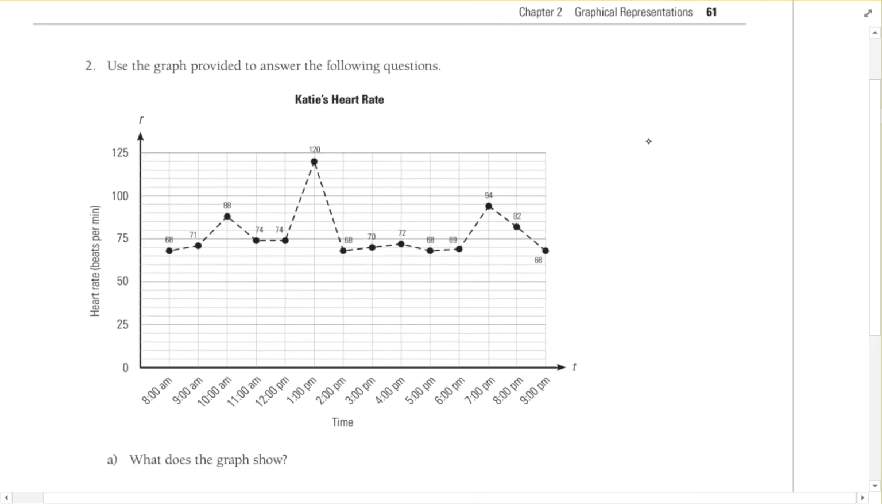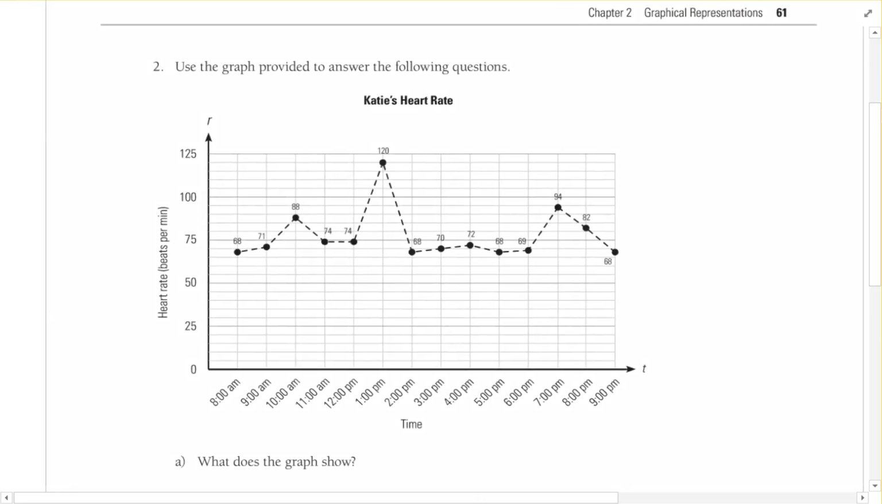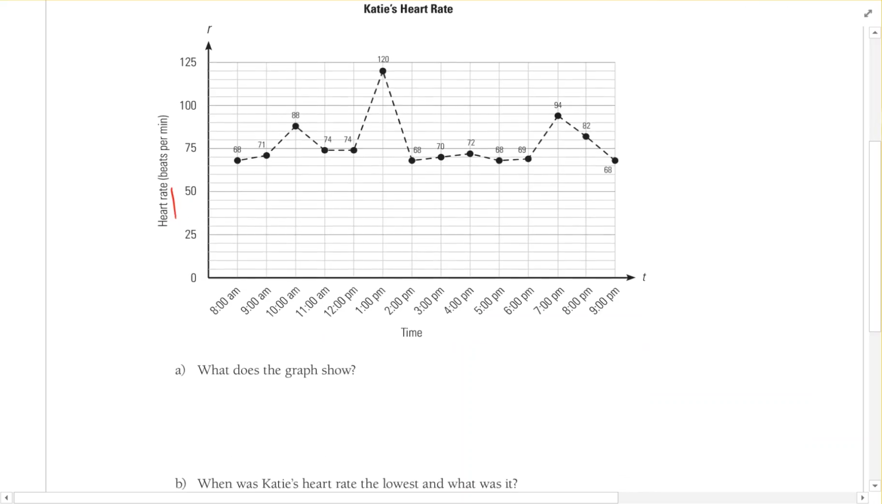Number two, use the graph provided to answer the following questions. Now we've got another one. Up the left side, we've got heart rate. On the bottom, we've got time, and it's by time of day, so it goes AM to PM. On this graph too, you can see that there are little numbers over top of the points. That actually just makes things easier. That number is what it is going up the side. So 120 means that's 120 beats per minute. It's just telling you right on the graph, which is kind of nice.